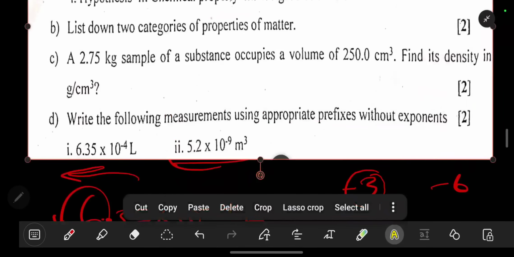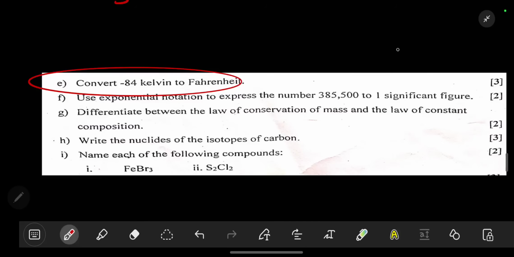With that said, let's move on to our next question. So we are on this one: convert negative 84 kelvins to Fahrenheit.